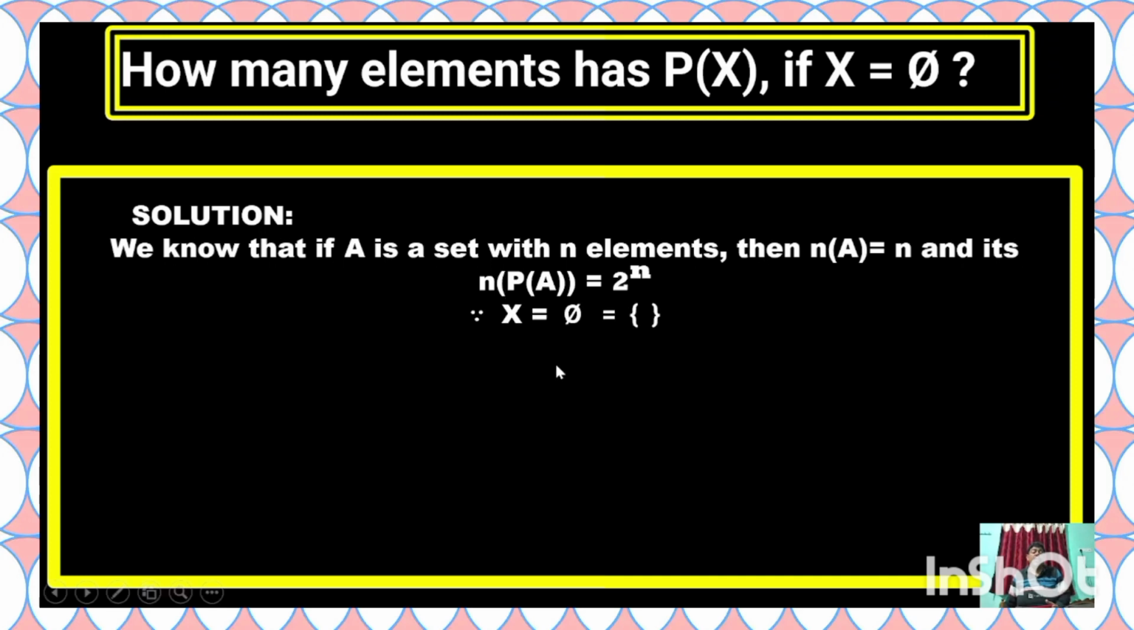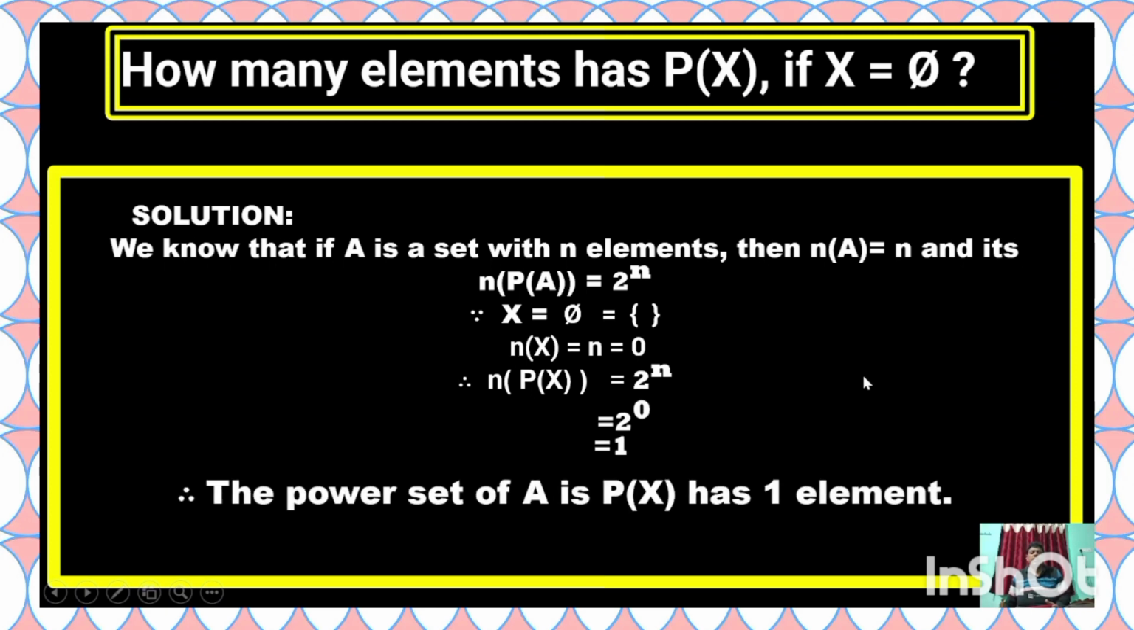Here it is given that X is a null set, which means it has no element. So the cardinality of the set X is n equal to 0 because it has no element, and the cardinality of the power set, using the formula 2 to the power n, is found by simply writing 0 in place of n. So 2 to the power 0 is what? 1. Thus the cardinality of the power set is 1. Hence, the power set of X has 1 element. Understand? Okay.